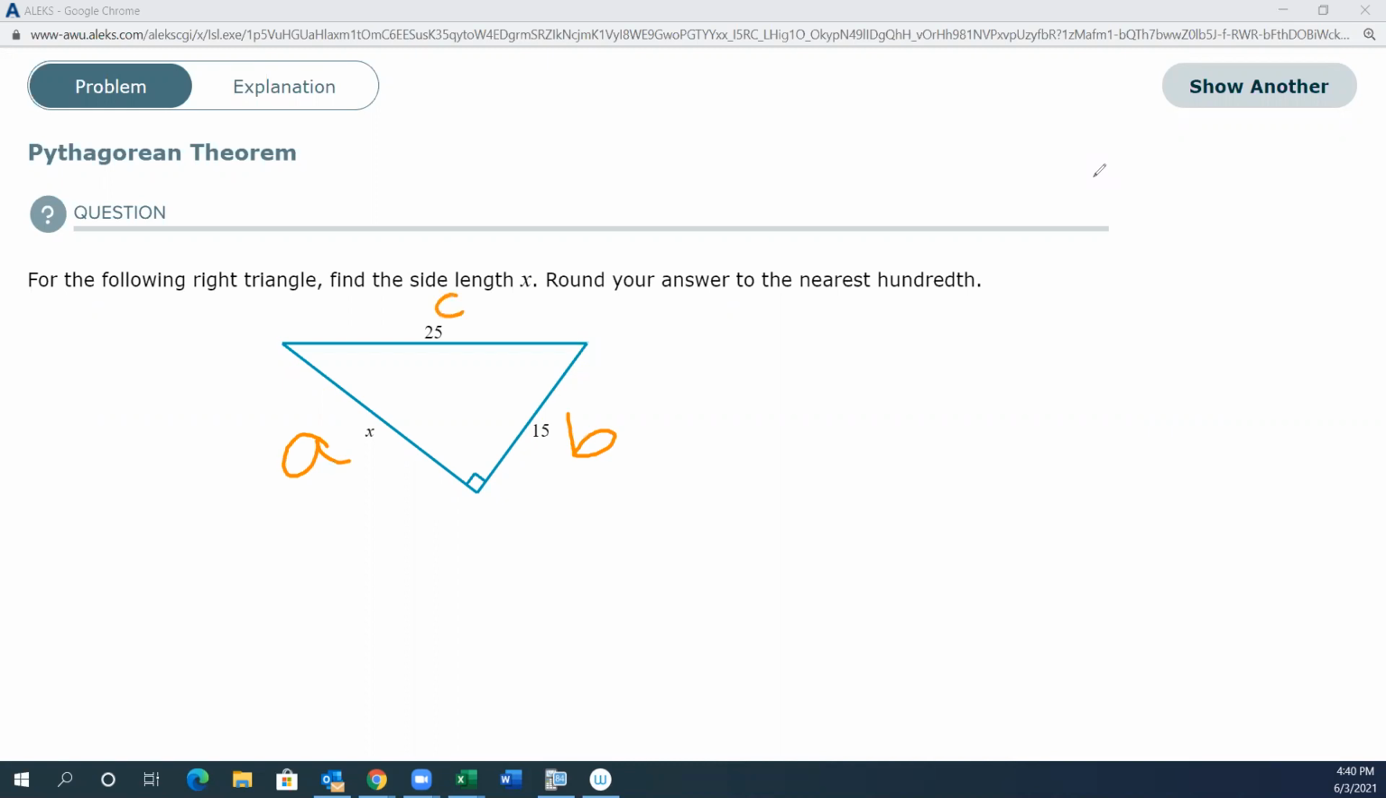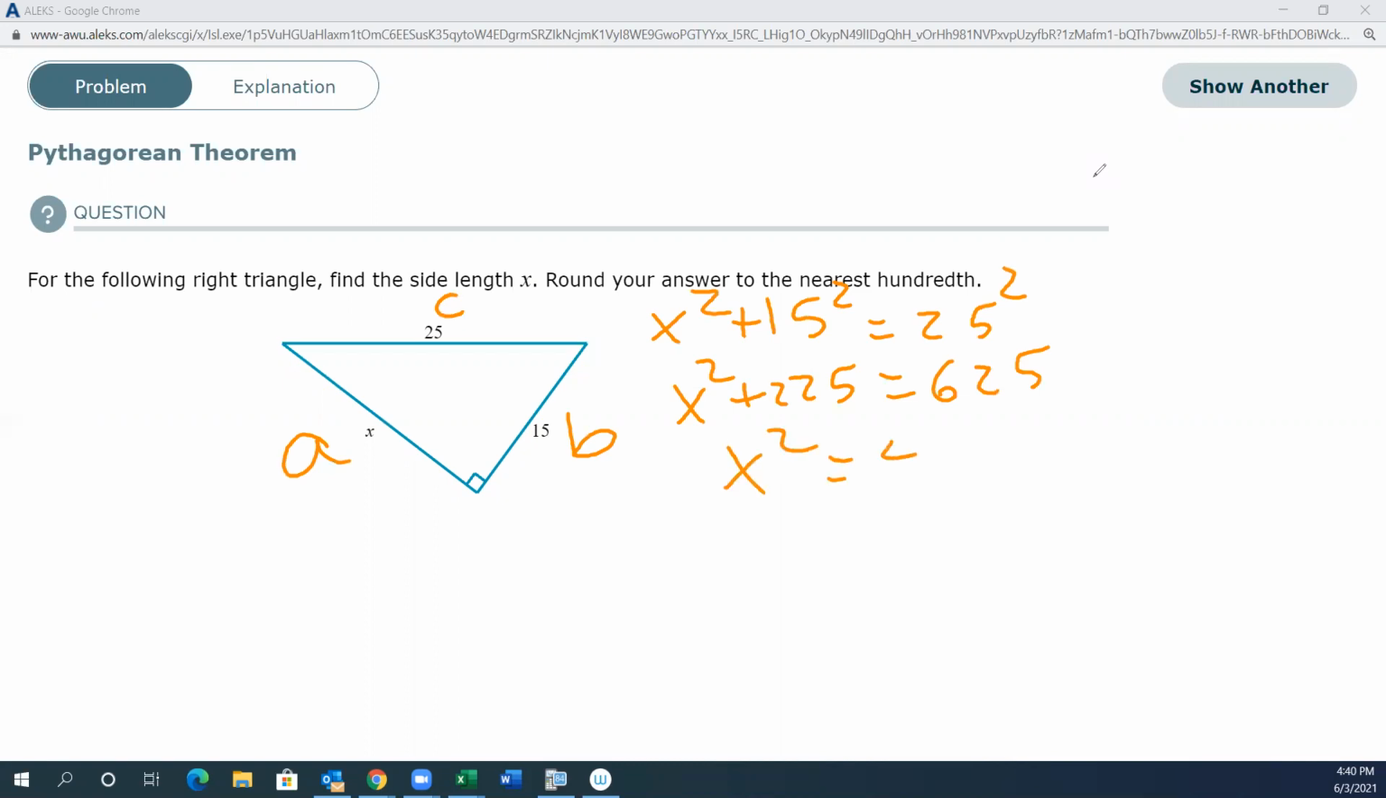So, well, that's cool. So we'll do x squared plus 15 squared is 25 squared. So x squared plus 225 equals 625. Subtract 225 from both sides, and I get 400. And then I take the square root of both sides, and I get 20.